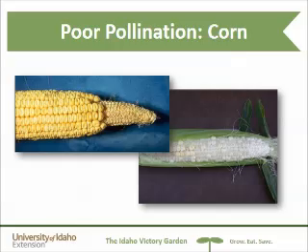Now, corn is pollinated by wind, not insects. And so the best way to ensure that your corn gets pollinated is to plant it in bigger blocks or circles or groups rather than single rows, so that you're getting good coverage from the wind from all sides of the plant.